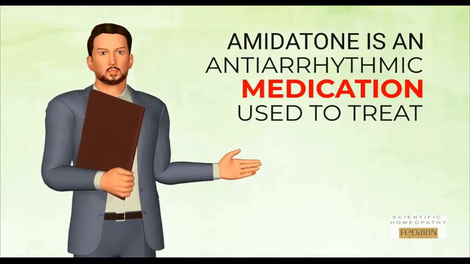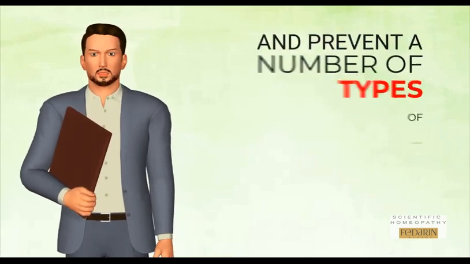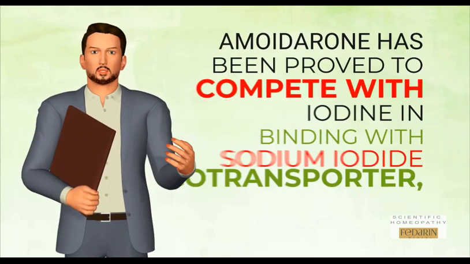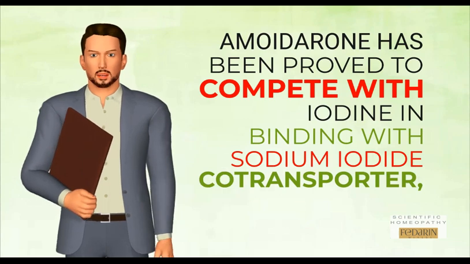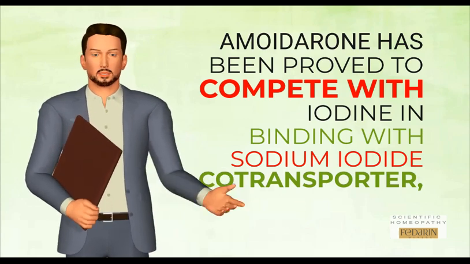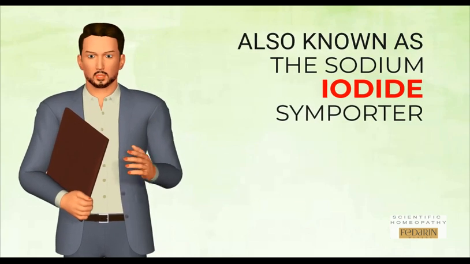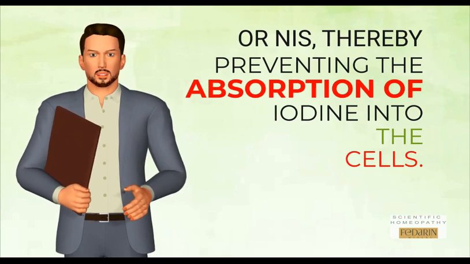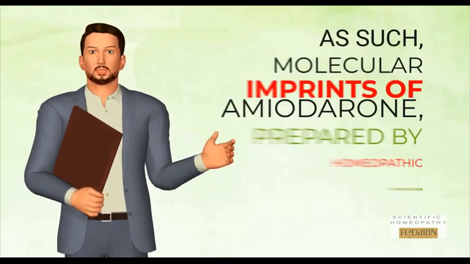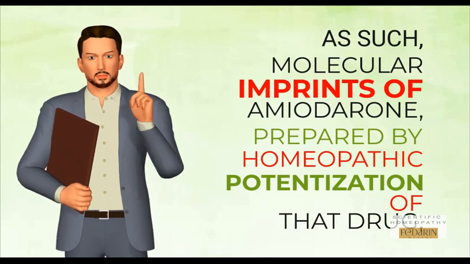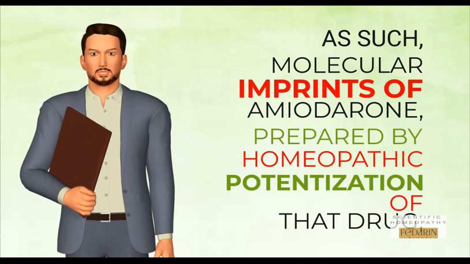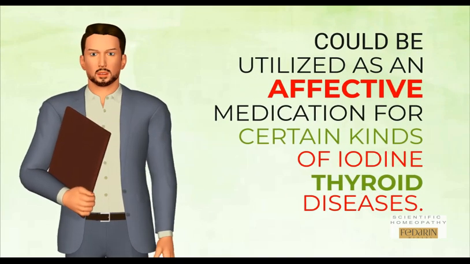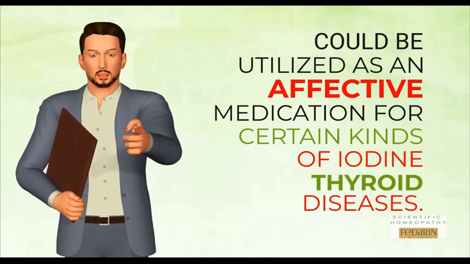Amiodarone is an antiarrhythmic medication used to treat and prevent a number of types of cardiac dysrhythmias. Amiodarone has been proved to compete with iodine in binding with the sodium iodide cotransporter, also known as the sodium iodide symporter or NIS, thereby preventing the absorption of iodine into the cells. As such, molecular imprints of amiodarone, prepared by homeopathic potentization of that drug, could be utilized as an effective medication for certain kinds of thyroid diseases.